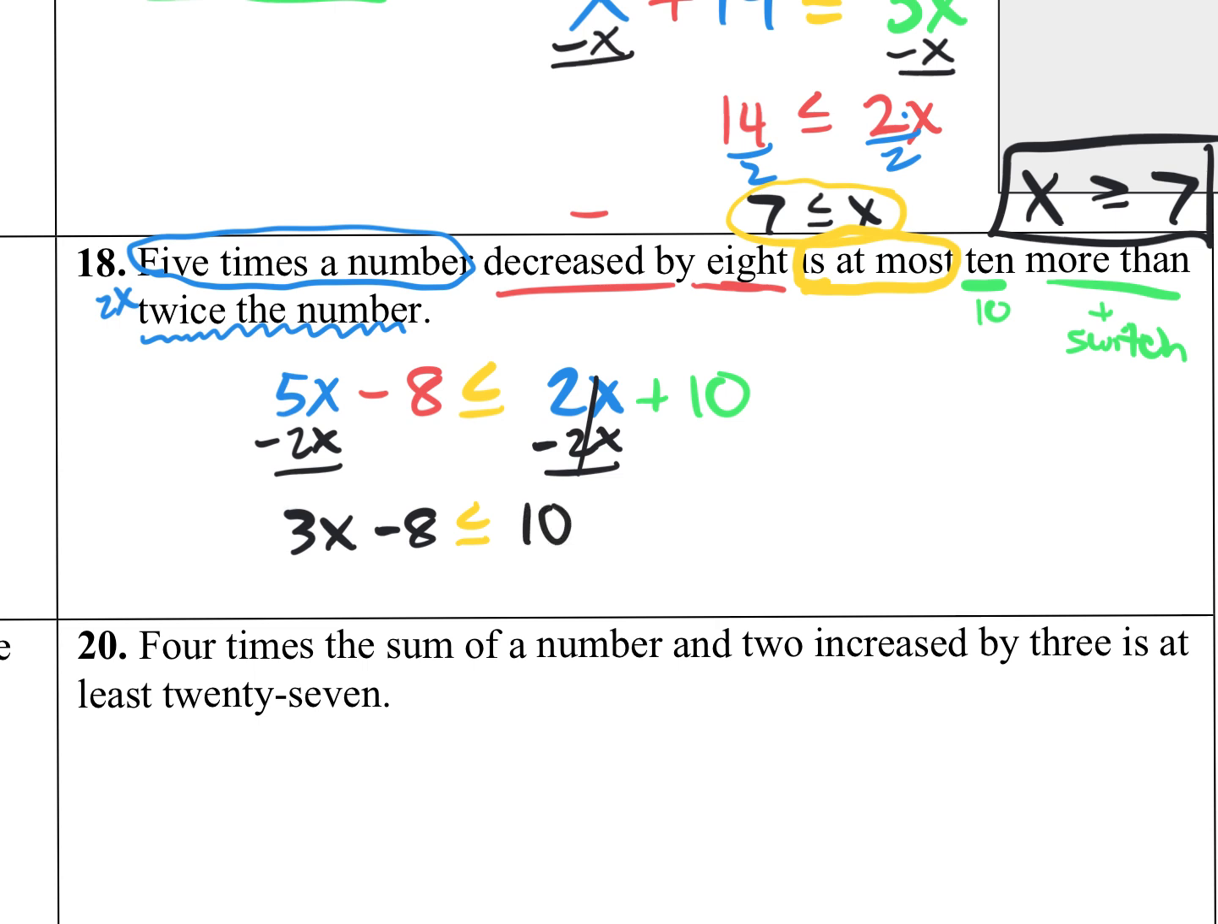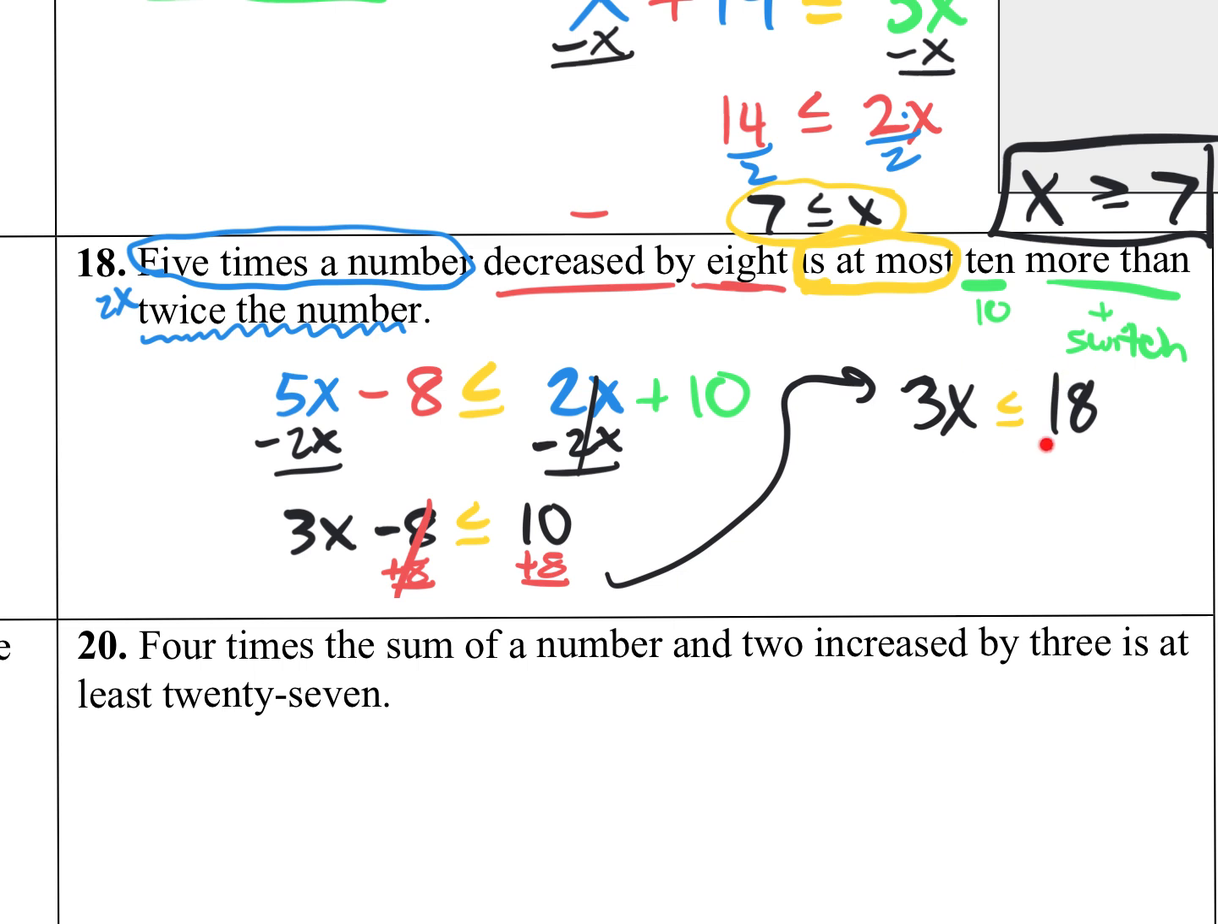And from there, I need to continue solving. I want to get rid of the minus 8 by doing the opposite, plus 8, plus 8. That'll cancel out. My new inequality will be 3x. That's what's left over on the left side of the inequality. It's still a less than or equal to, and 10 plus 8 is 18.